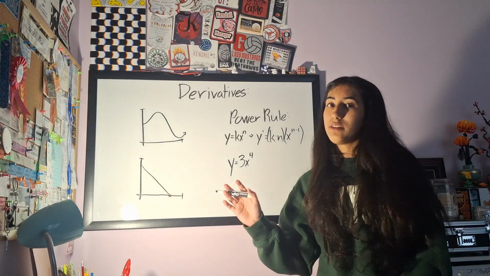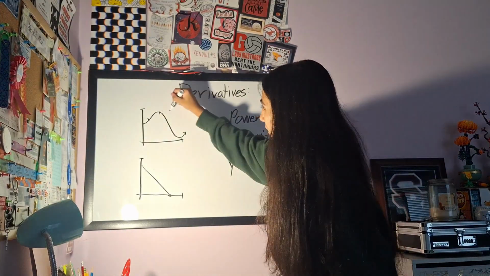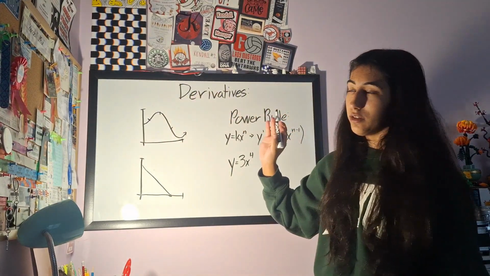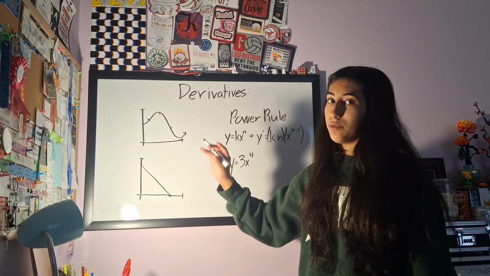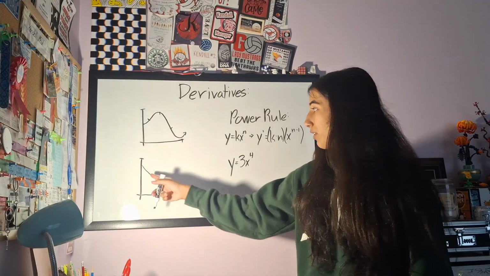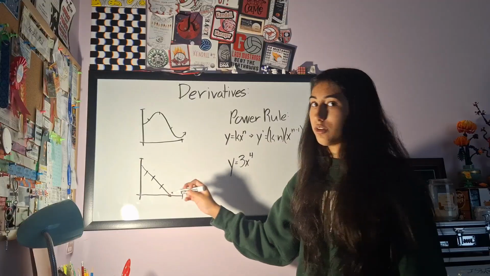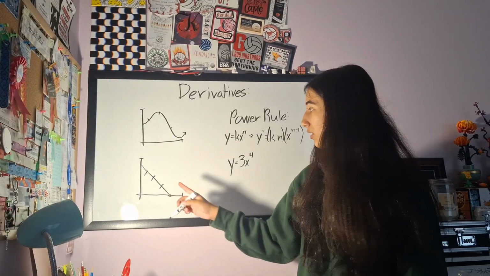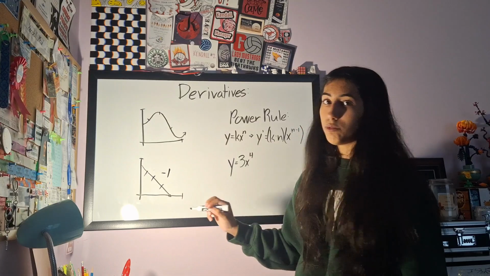And what that means is you're trying to find the slope at any given point on a curve, because it is constantly changing. So, for example, when you have a regular function, a straight line, the slope is going to be the same regardless of which point you take. So let's just say all of these points have a slope of -1.